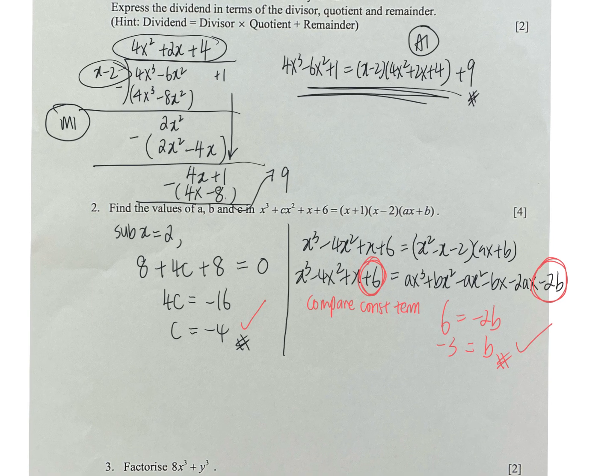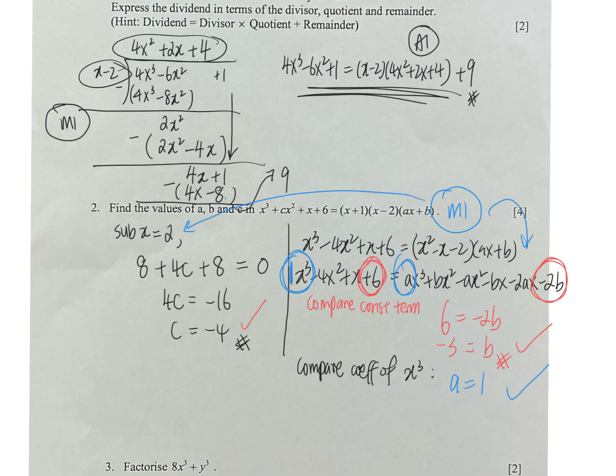The very last one, you can choose to compare the coefficient of the x cubed term. This one is 1, this one is a. So a is just 1. So 3 marks, and then they award a method mark for whichever correct method you use. If you expand everything fully, or if you use substitution, they will give you the method mark. So 4 marks in total.